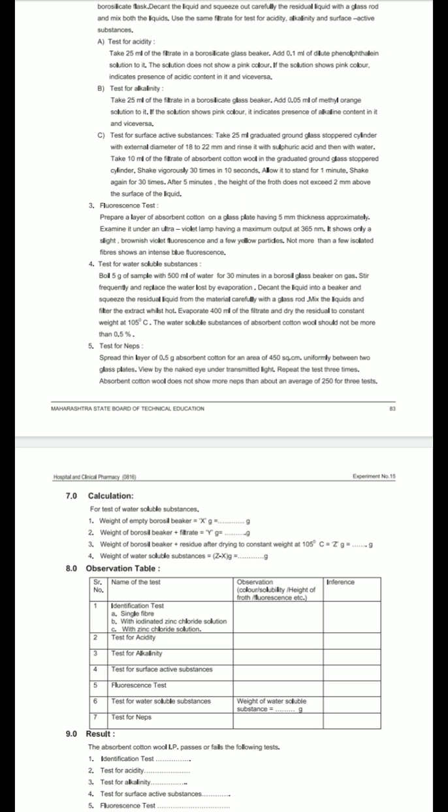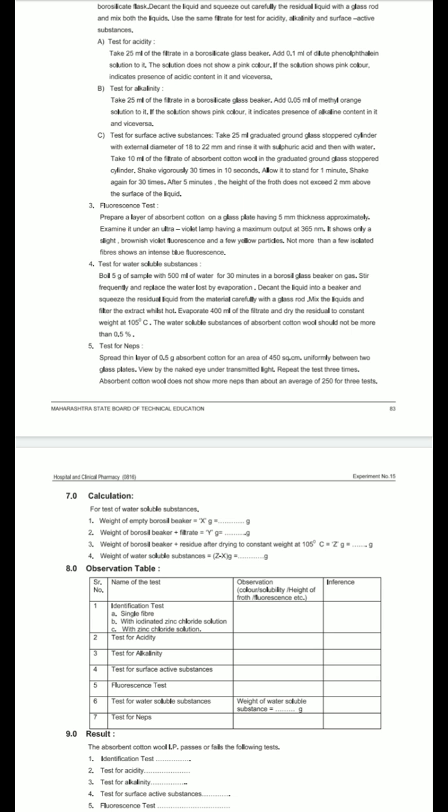Prepare a layer of absorbent cotton on the glass plate having approximately 5 mm thickness. Then examine it under an ultraviolet lamp having a maximum output at 365 nanometer. It shows only a slight brownish violet fluorescence and few yellow particles. Not more than a few isolated fibers show an intense blue fluorescence. Then test for water soluble substances.